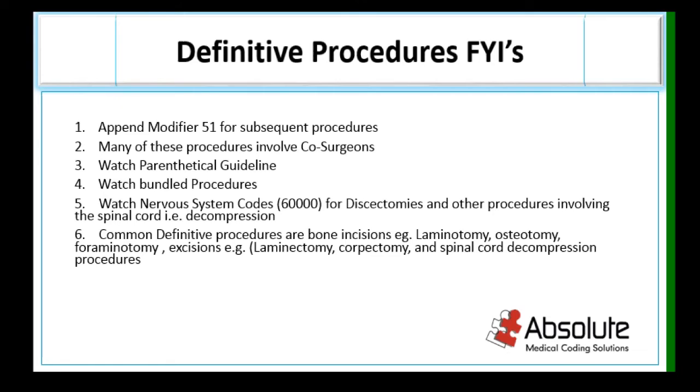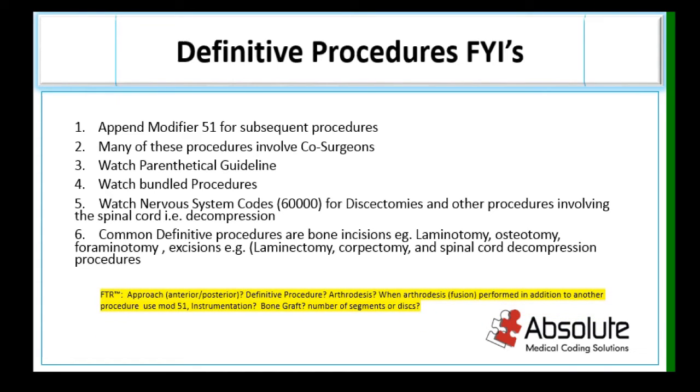Also, common definitive procedures are from the musculoskeletal section. So you're going to see bone incisions and excisions. The bone incisions are laminotomy, osteotomy, foraminotomy. Your excisions are laminectomy, corpectomy, and spinal cord decompression procedures. And any kind of spinal cord or nervous system procedure is going to come from your nervous system.